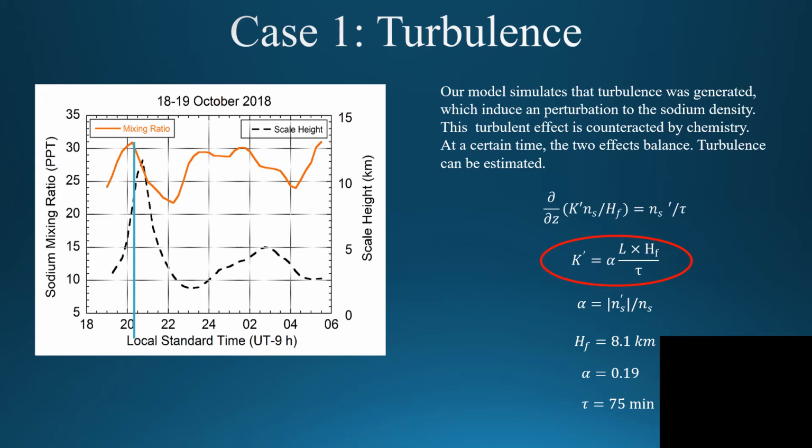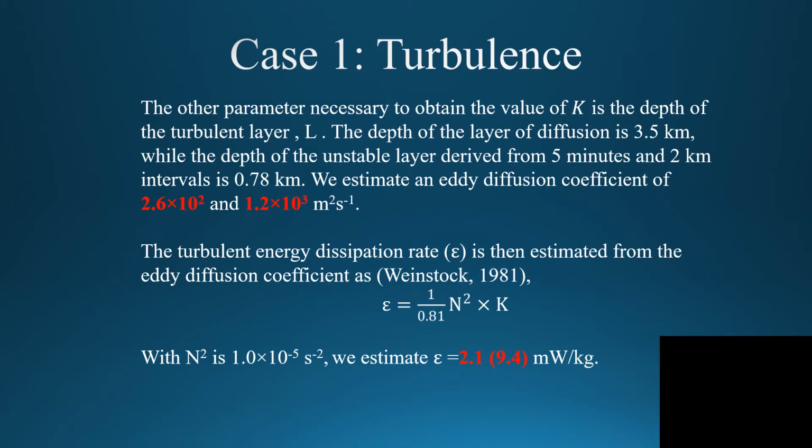To estimate the turbulent diffusion coefficients, we need these four parameters, and we can directly get HF, alpha, and tau as these values, and then the only parameter that's left is the value of L. There are two apparent methods to estimate the value of L. One is from the depth of the layer of diffusion, and the other is the depth of the unstable layer. These two estimates give very different values.